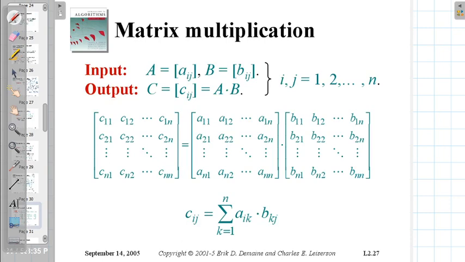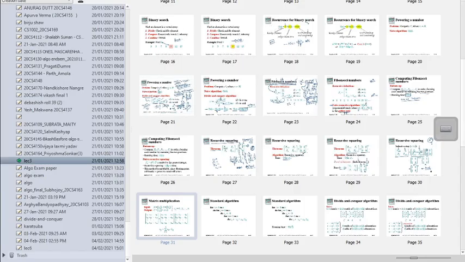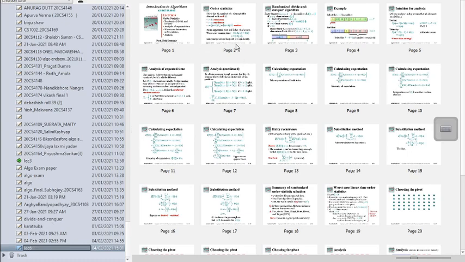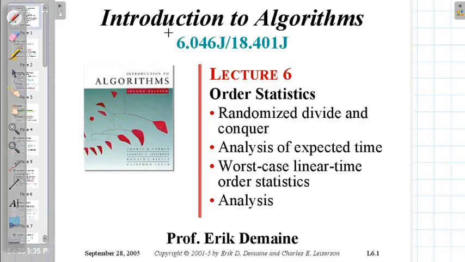Okay. One more discussion today we'll be doing. That is, we will start discussing this one. This one is there in the syllabus. This is called order statistics.